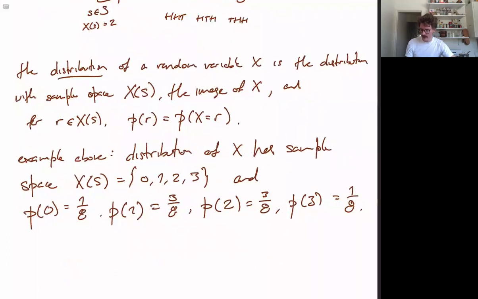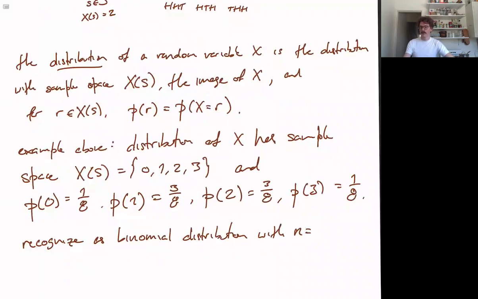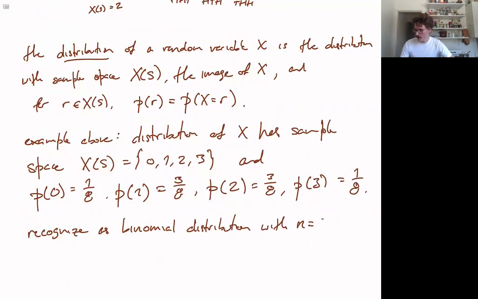And we can recognize this as a binomial distribution. So the number of successes in 3 Bernoulli trials with success probability 1/2, which is exactly what we should expect because we're measuring the number of heads in 3 flips of a fair coin. That's exactly the kind of thing that we were talking about being a binomial distribution before.